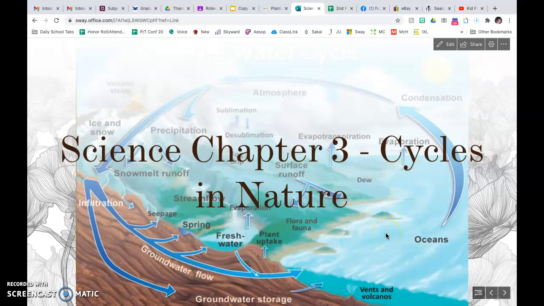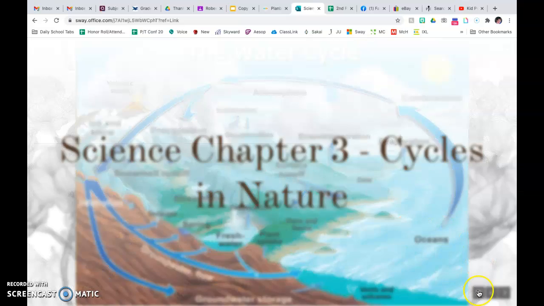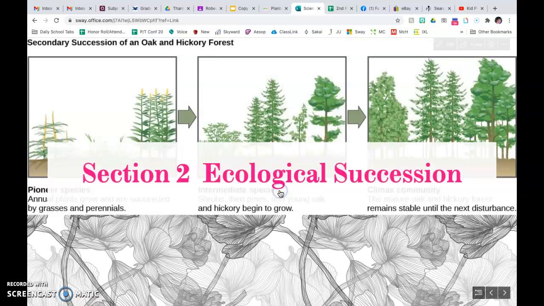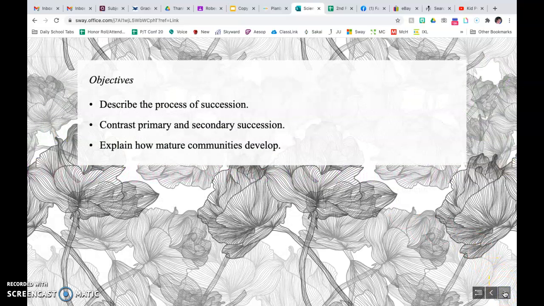Today we're going to continue our study of Science Chapter 3 with Lesson 2, Ecological Succession. We have 3 objectives today. You should be able to describe the process of succession, contrast primary and secondary succession, and explain how mature communities develop.